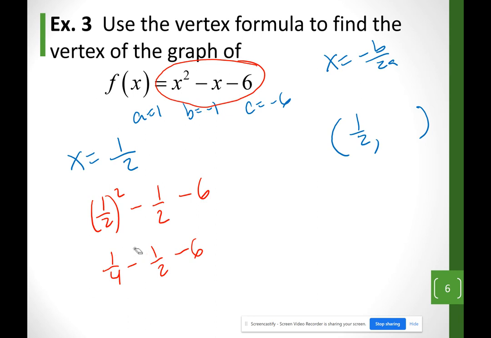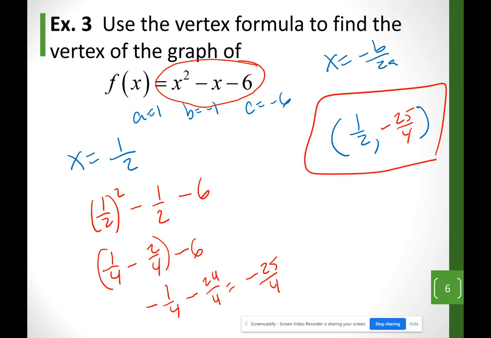All right, let me combine my first two numbers. 1/2, let me write that as 2 over 4. 1/4 minus 2/4 is negative 1/4. Minus, now my 6, let me write that as 24 over 4. So this gives me negative 25 over 4, and that's my y value.